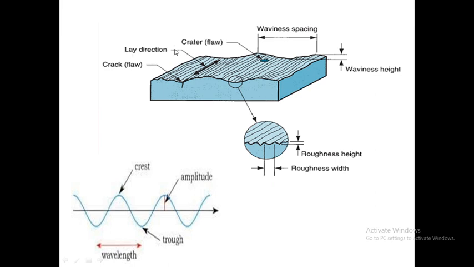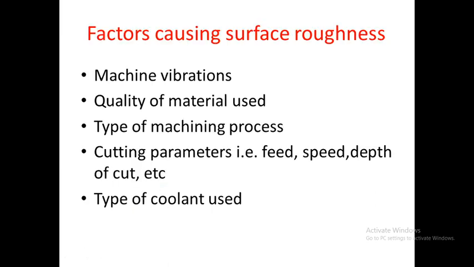Also, you can see here a lay direction. Lay direction indicates the direction in which the workpiece has been machined by the cutting tool. You can see in this figure that the cutting tool has been moved in a direction perpendicular to the length of the workpiece. So this is the lay direction, which indicates simply the tool marks or the direction in which the tool has cut the workpiece. Now next we will study factors causing surface roughness.